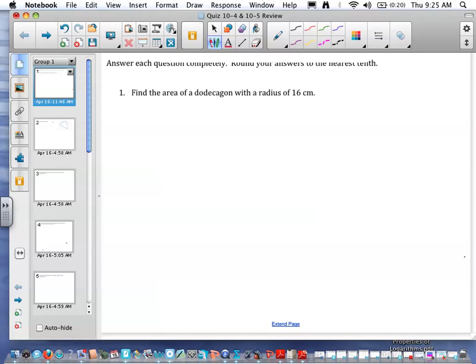Okay, the first question asks you to find the area of a dodecagon with a radius of 16 centimeters. There's a couple of different ways you can do this problem. If you have a dodecagon, the first thing you need to identify is that you have 12 sides, so n is equal to 12. You can use the formula: the area is equal to 1/2 the apothem times the perimeter. Recognize that the perimeter is equal to the number of sides times the length of a side.